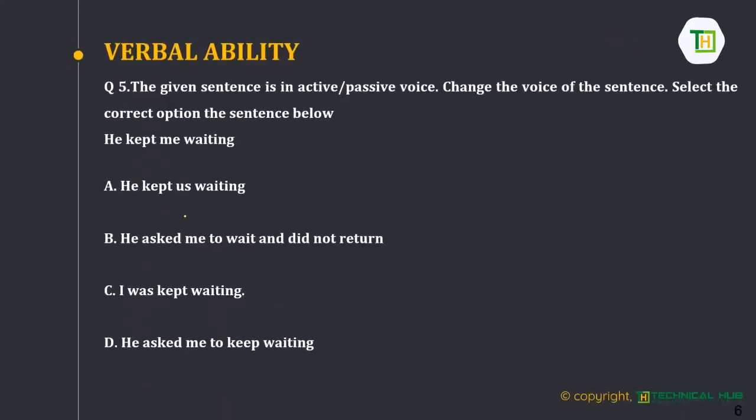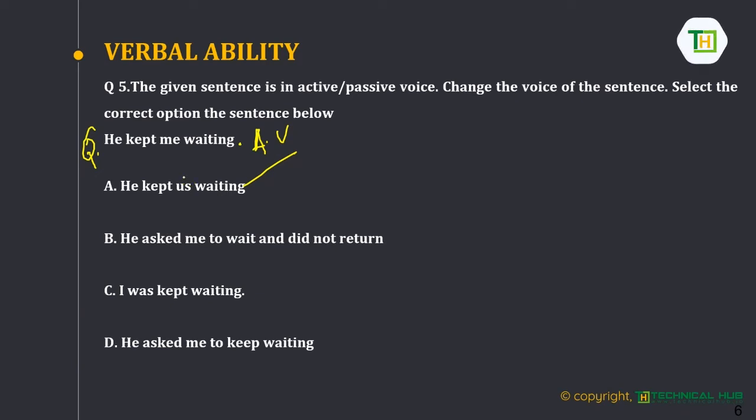Right, moving to the next question. Question number 5 says the given sentence is in active or passive. Change the voice of the sentence. Choose the correct option. We need to change it into passive form. "He kept me waiting." This is active voice, and we need to change that into passive voice.